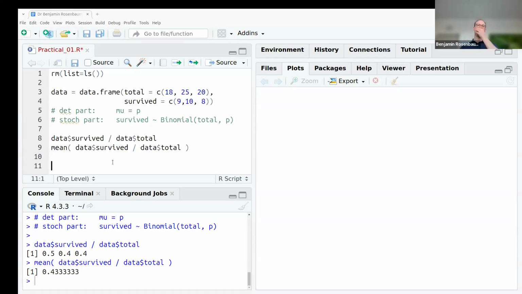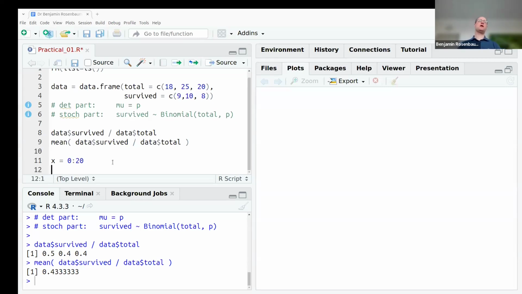We have an initial population of 20. So I will code this as x, the outcome, which is between 0 and 20. For each of these outcomes, we want to calculate the probability. We can do this with a binomial function. So y is equal to dbinom of x, where x equals x, so for all of these outcomes we want to calculate the probability.